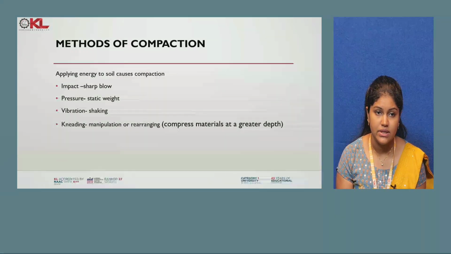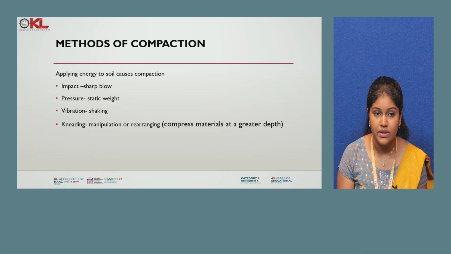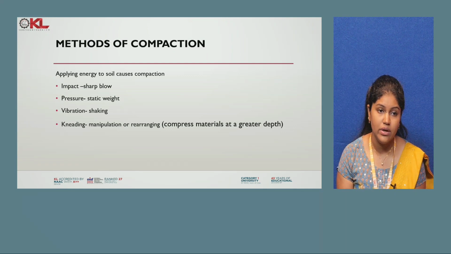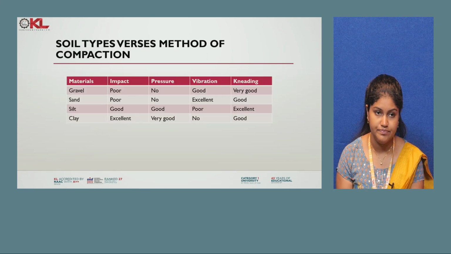Methods of compaction. How we apply energy to the soil causes compaction. First, impact, that is a sharp blow we can apply. Pressure, that is static weight we can apply. Vibration, that is shaking we can apply. Then kneading, that is manipulation or rearranging, which compresses material at a greater depth. These are the four methods of compaction: impact, pressure, vibration, kneading.